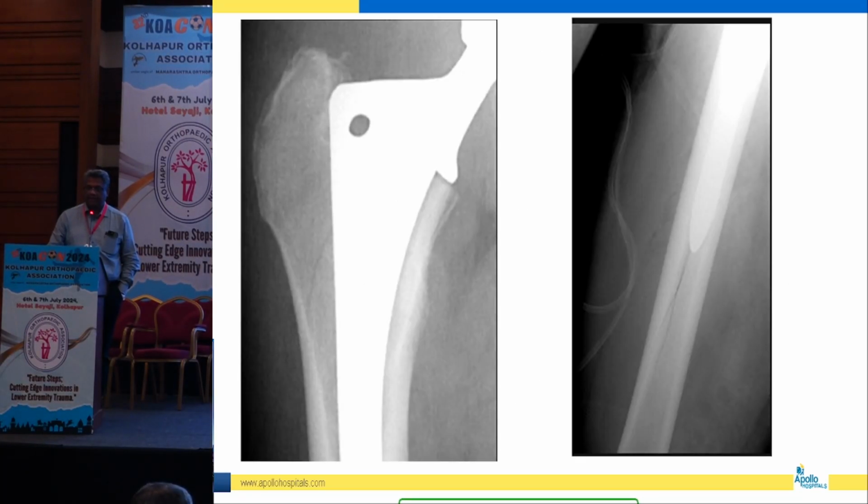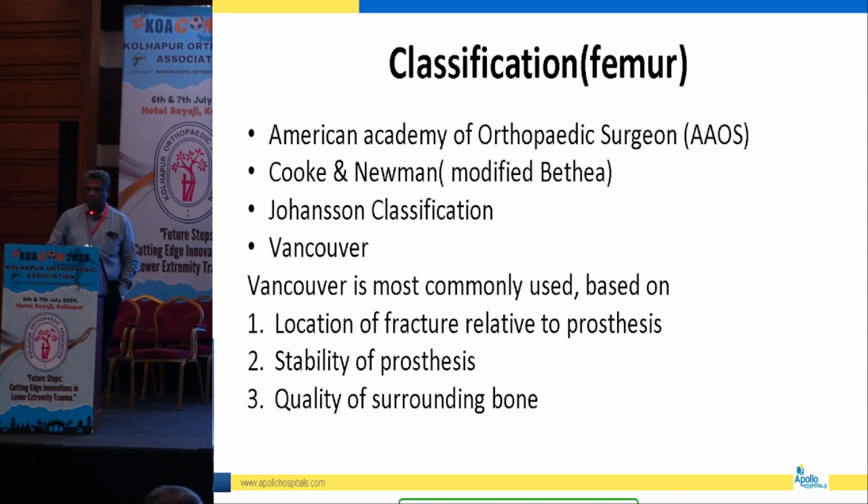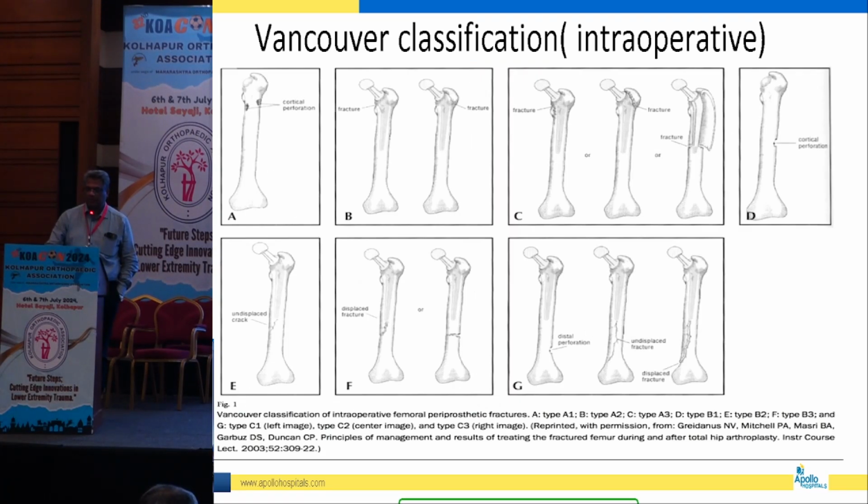Risk factors are impaction bone grafting, female gender, technical errors, cementless implants because we need to hammer them, osteoporosis, mainly revision, and minimally invasive techniques can also lead to periprosthetic fractures. So a change in resistance while inserting many of these uncemented implants should always raise our suspicion of intraoperative fractures. Classification-wise, I don't want to go into all these things which have been discussed by our previous authors.